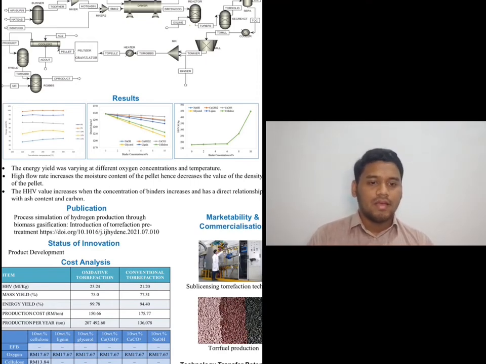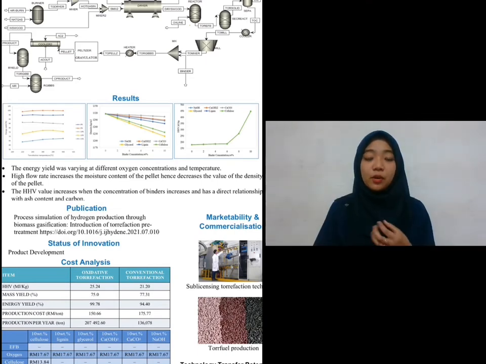And then for the energy yield, the highest energy yield was at 5% oxygen concentration. The energy yield was varying at different concentrations and temperatures. For all types of binder used, the highest density recorded was the pellet without binder. The lowest density recorded was the pellet with glycerol at 10%, but it has the highest flow rate at 10%.